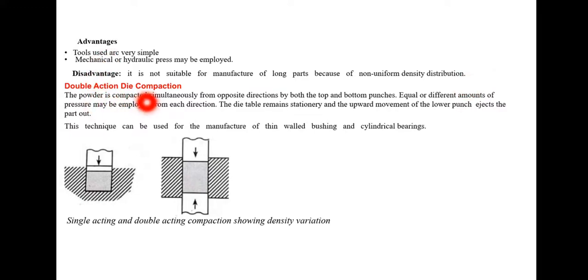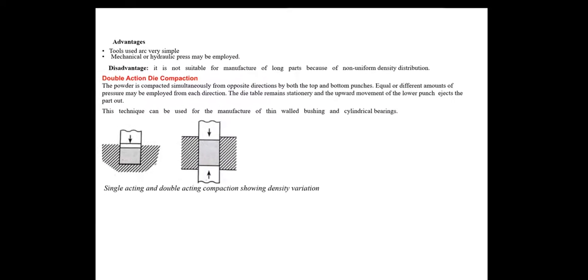Okay, double action die compaction. The powder is compacted simultaneously from opposite directions by both the top and bottom punches. The process is the same as that of the single action die, but in the single action die the pressure is applied from only one direction, whereas here the pressure is applied from the top and from the bottom direction. This technique can be used for the manufacture of thin-walled bushings and cylindrical bearings.